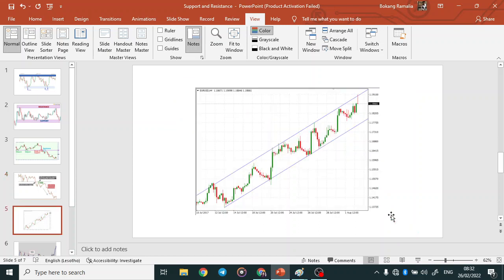And now we come back to support and resistance happening in a market that is going in an upward or downward direction. And in this case, this is an uptrend. As you can see, we have support, and up here we have resistance.